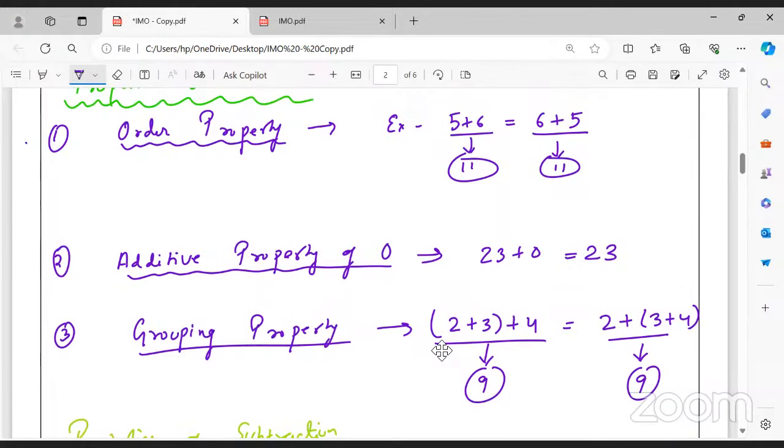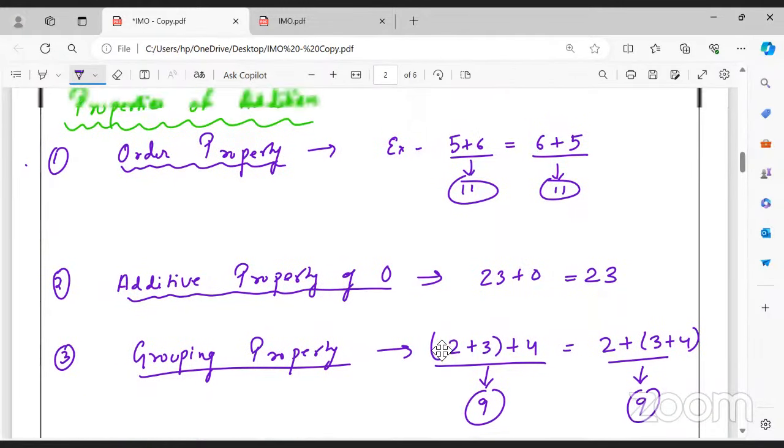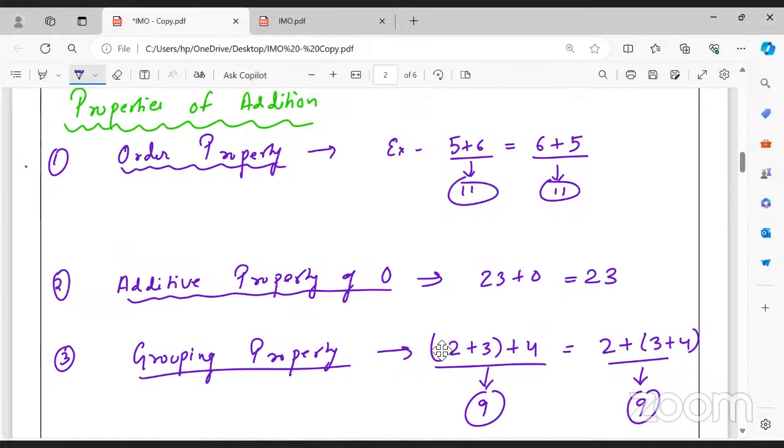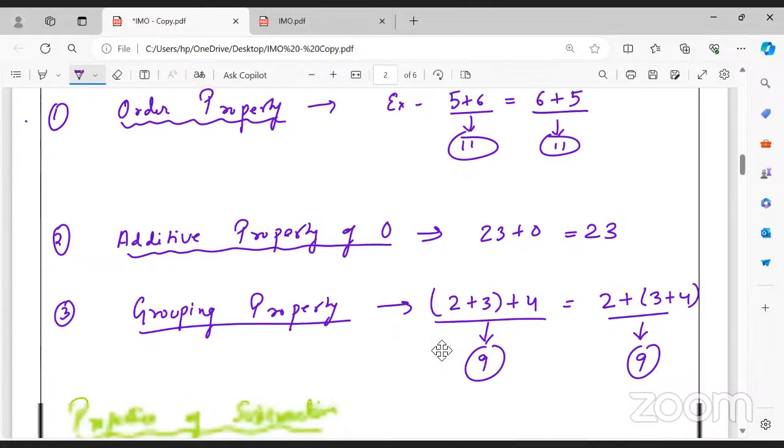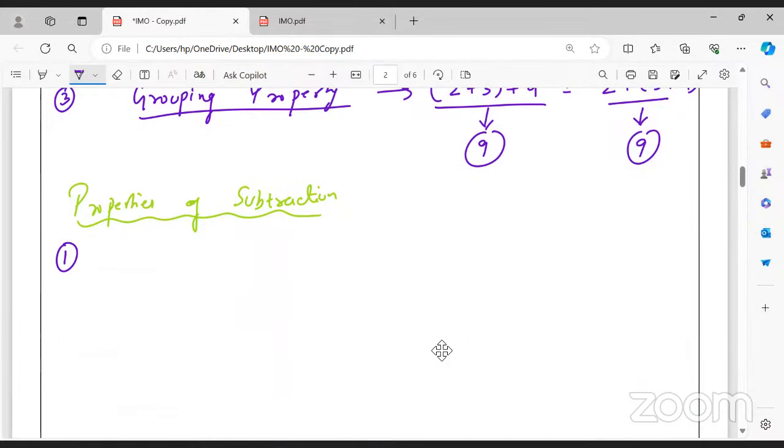It's written order property. If the same order property is followed in subtraction... Here, even if you change the order of numbers, the sum remains the same. But in subtraction, can you change the order of numbers? Tell me. Can you change the order of numbers?